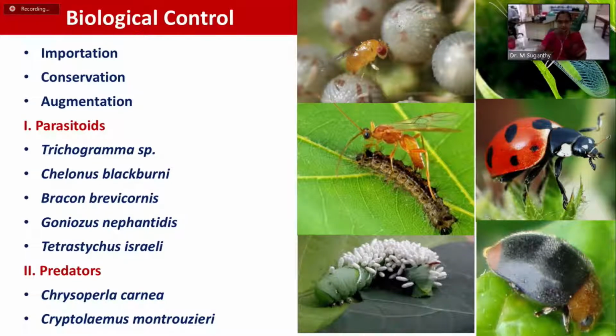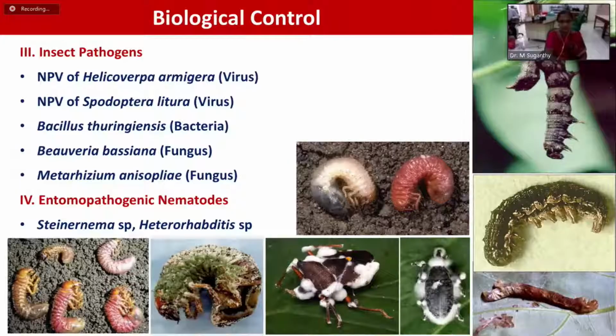Here I have given some images of egg parasitoids and larval parasitoids also. Regarding predators, the commercially available ones, especially in Tamil Nadu, most of the organic farmers are using in pest management, especially Chrysoperla carnea, that is green lacewing, and the Australian ladybird beetle, that is called Cryptolaemus montrouzieri. And regarding microbials, we have insect pathogens and entomopathogenic nematodes. Under insect pathogens, we have viruses, bacteria, and fungi, as commercially these 3 are available for organic farming.